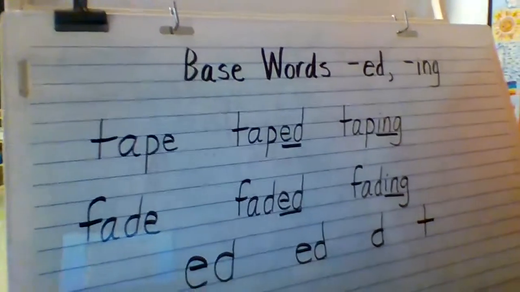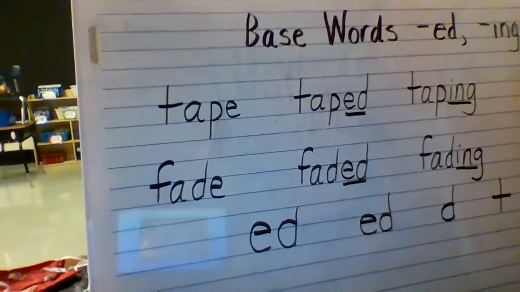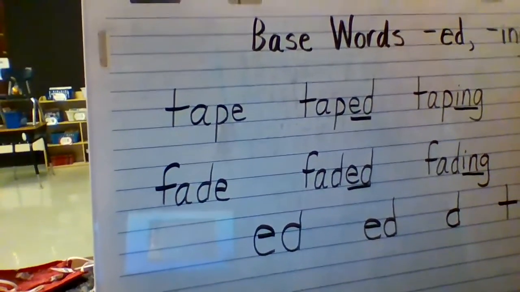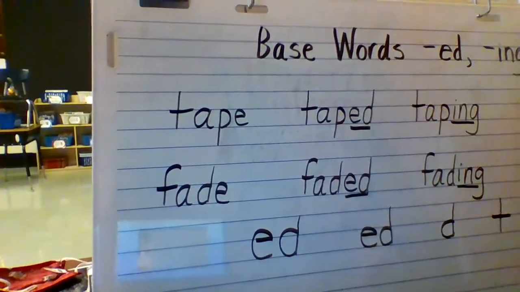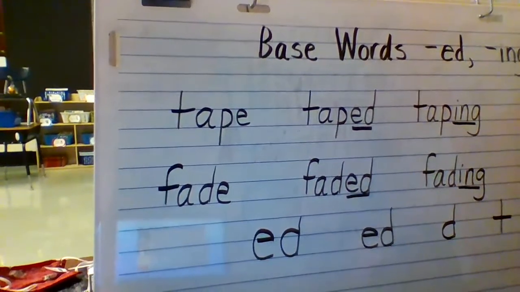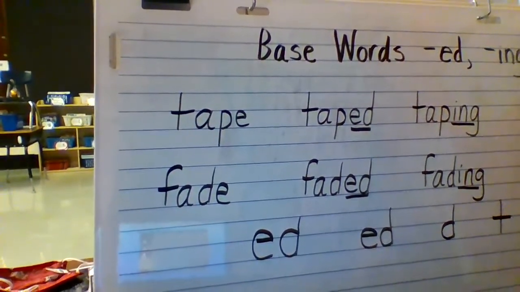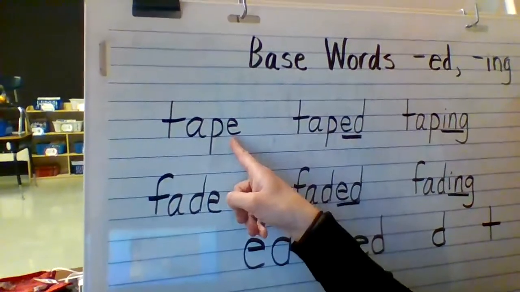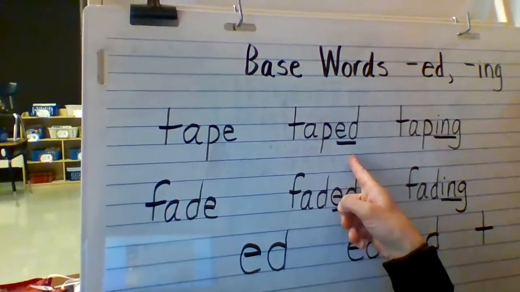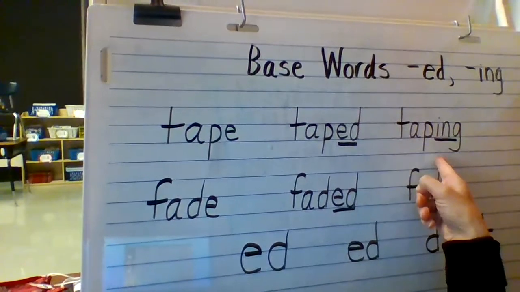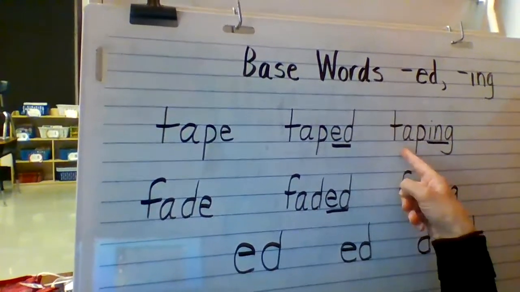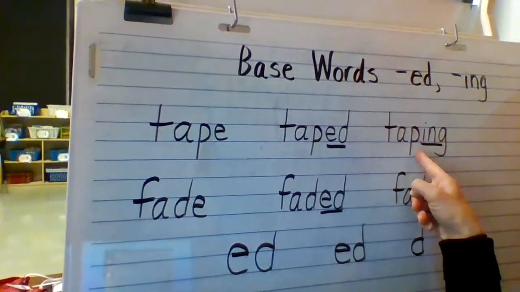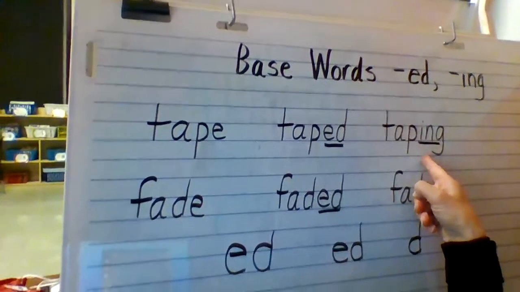So if we look at the word tape, tape we can see ends with a silent E. Okay, so we have tape. Now, before we add any endings, before we add the ed ending or the ing ending to the word tape, we have to take this E off, and then we add our ending, ed or ing. Now, if we look at the word taping here, we can see the base word was tape, T-A-P-E. We can see that the E was clearly taken off, and then the ing was added.